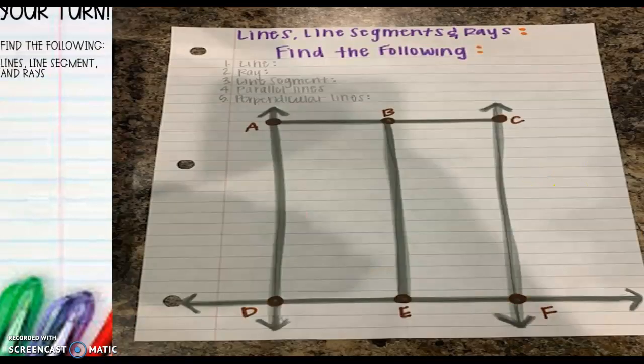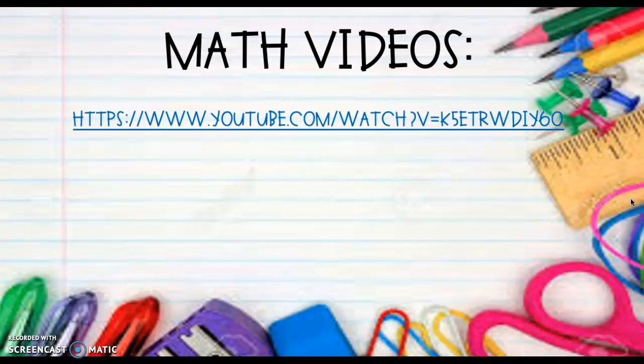All right, you're going to have to pause and look at this to identify it. This is a little bit bigger, but this will help you, okay? This is your example. This is your work for today. You have to identify the line, ray, line segment, parallel lines, and perpendicular lines, okay? Just gonna pause it for a second, that way you can look at it. All right, if you have questions, I want for you to watch this video. This video will help you with your work for today.